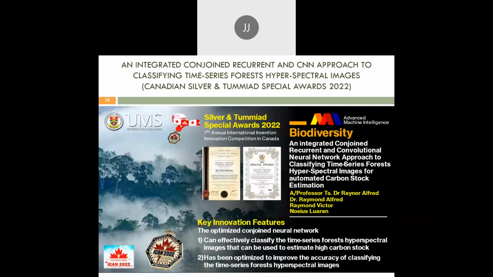This is our current project at the moment. We are looking at how to estimate high carbon stock, looking at the forest and the plantation, and how much carbon they can keep in order to sustain development. We use deep learning based on the hyperspectral images that we capture from a drone. For this one we only got silver, and we also got a special award last year.